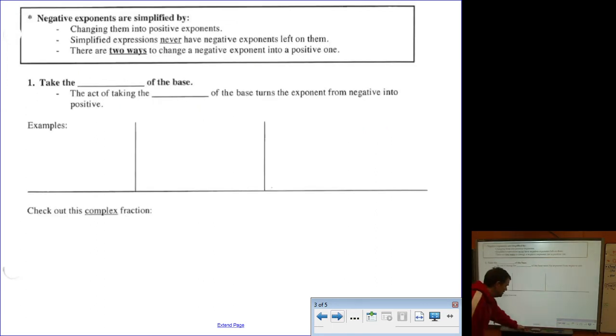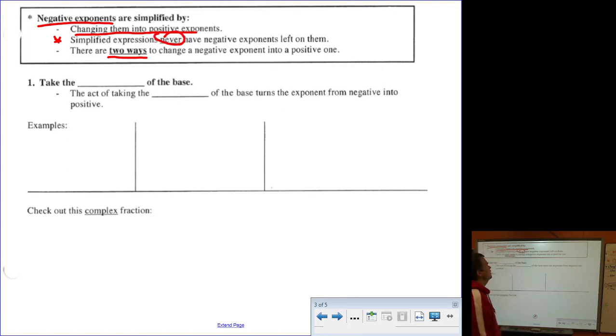So, when you have a negative exponent, your job is to simplify it. And you simplify it by changing them into positive exponents. Right? If you read that next line, simplified expressions never have negative exponents left on them. You're not allowed to have a negative exponent left on your answer. You must turn it positive. So the goal with negative exponents is to turn them positive, then apply them perhaps.